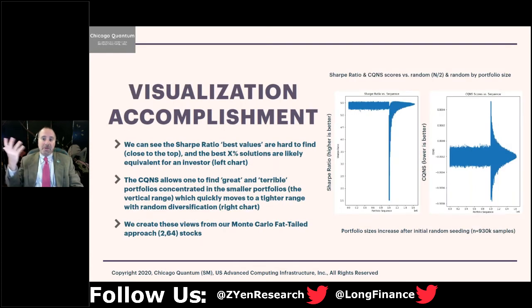So the accomplishment was just the visualization. Another visualization here. On the left, you see the Sharpe ratio. You can see the first million runs basically show that the Sharpe ratio is in a tight band, and that the best Sharpe ratios aren't very different from each other. There's lots of efficient portfolios that you can choose from. This is why there's so many investment managers.